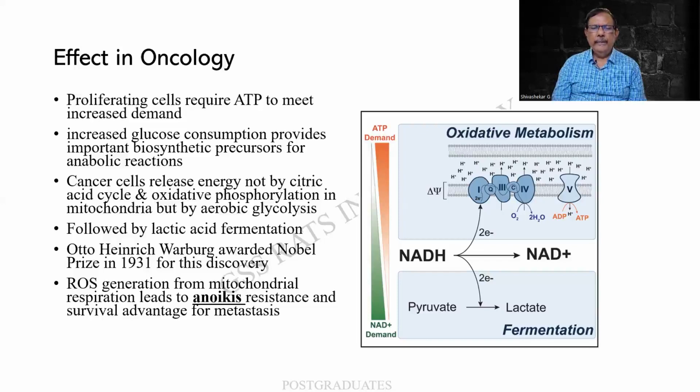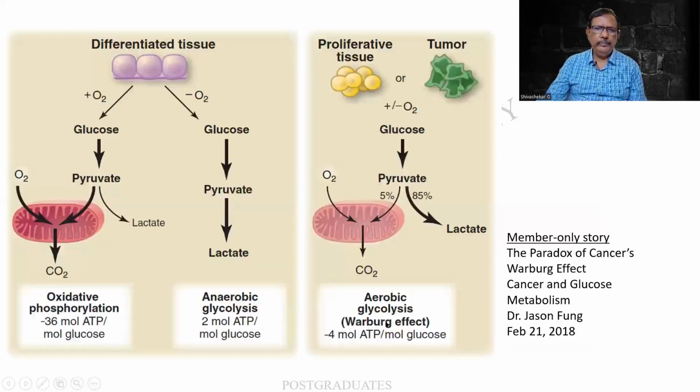But in anoikis, what happens is there is a resistance, and in spite of it, the cell is able to survive. In spite of this resistance, it is able to survive. So again, the same old story, well-differentiated tissue. Now you will be better authors than me.